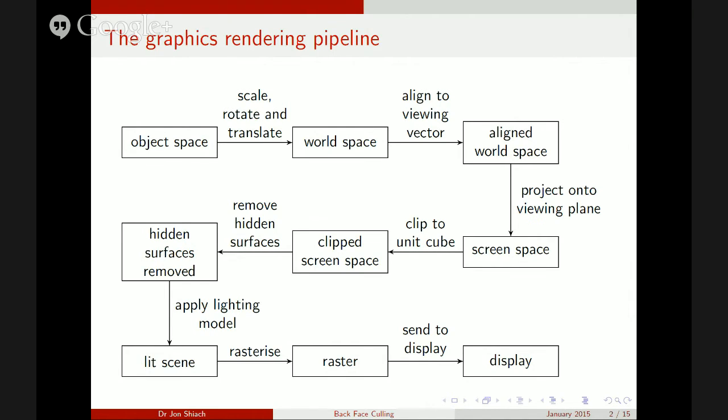But in a real world, things aren't transparent. You can't see what's on the other side of that wall. And so what we want to do next is remove any surfaces that can't be or shouldn't be seen by the viewer. Okay, so what do I mean by that?